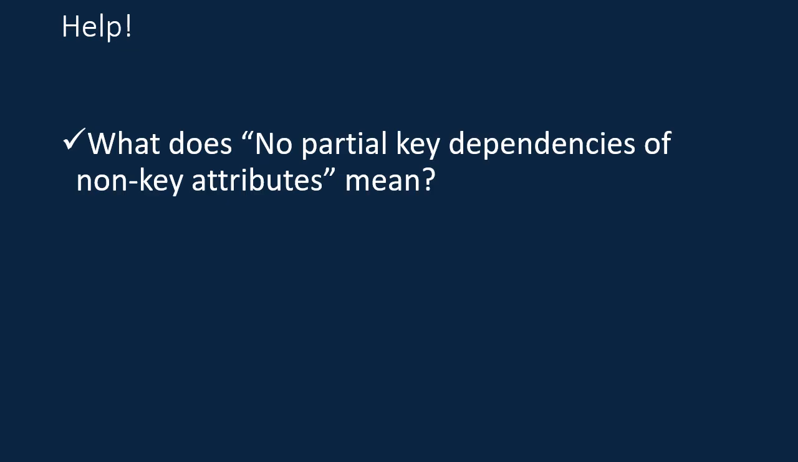Now that is a bit of a mouthful, and understanding what that means is a tricky idea, so hopefully in this example here we'll try and break that down and explain what is going on there and how we deal with this idea of no partial key dependencies of non-key attributes and how we determine whether that's true in a table or not.